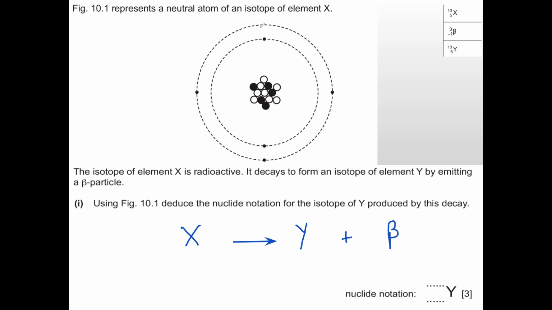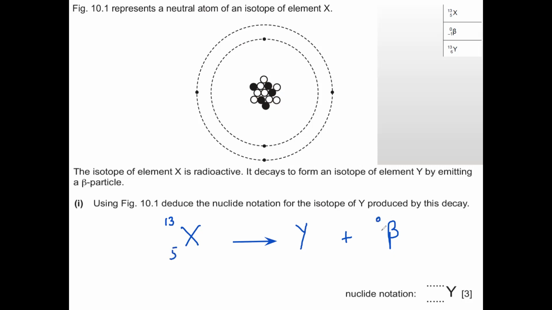So first we have to complete the nuclide notation for X. How many nucleons are there? Nucleon means the number of particles in the nucleus, or the sum of neutrons and protons. When we count, 1, 2, 3, 4, 5, 6, 7, 8, 9, 10, 11, 12, 13. Like here 1, then 4, then 3, then 4, and then 1. So the total number of nucleons is 13. And how many protons are there? The shaded sides represent protons: 1, 2, 3, 4, 5. So there are 5 protons.